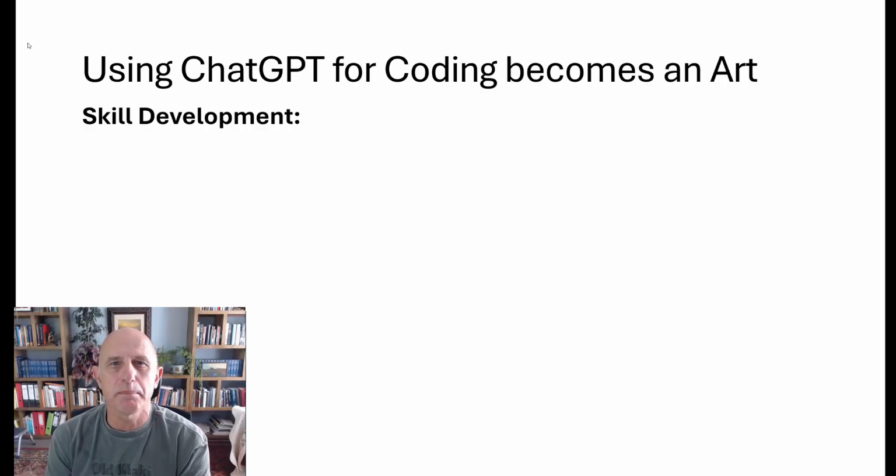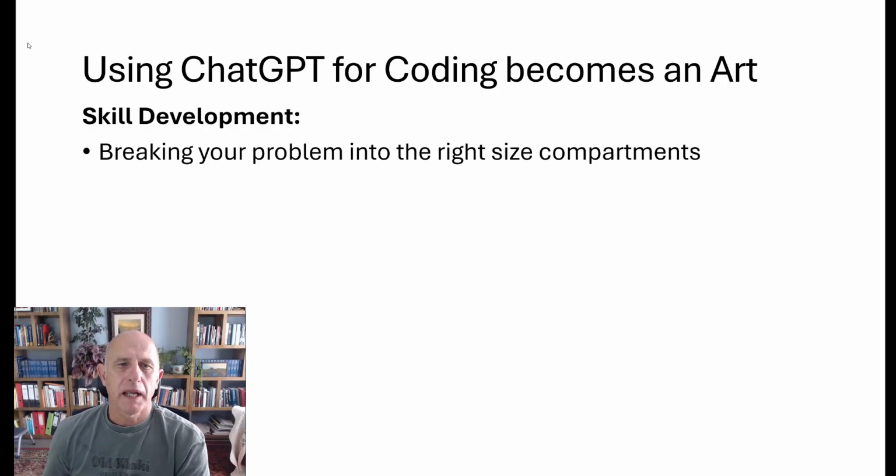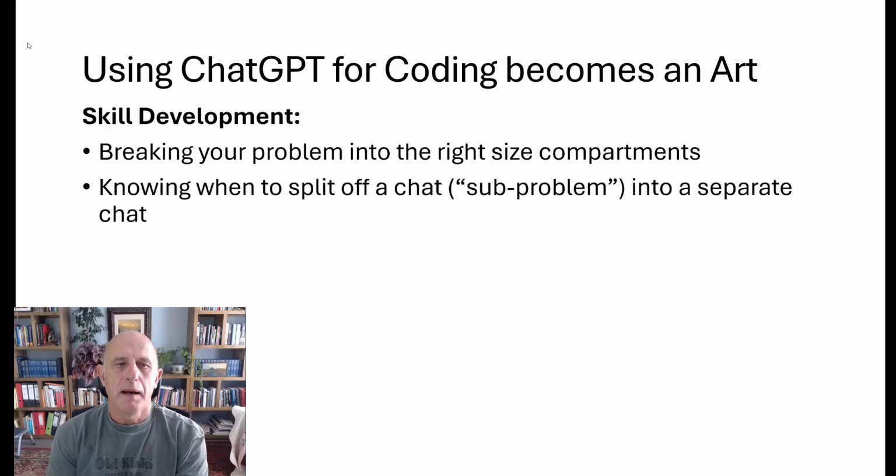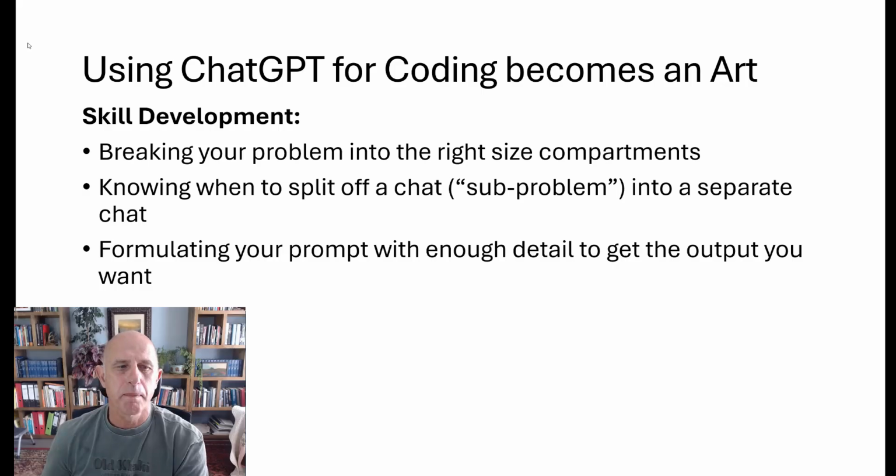So you have to work at it and be patient to develop skill in breaking your problem into the right size compartment. Now, very often, if I want to code, I will see the slice points at which I have to break my problem into separate chats for ChatGPT and ask it, give me this code solution, give me that code solution, and so forth. So knowing when to split off a sub-problem into a separate chat becomes an important part of the skill that you have to try and develop over time.